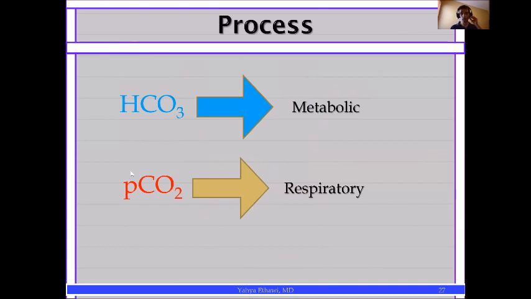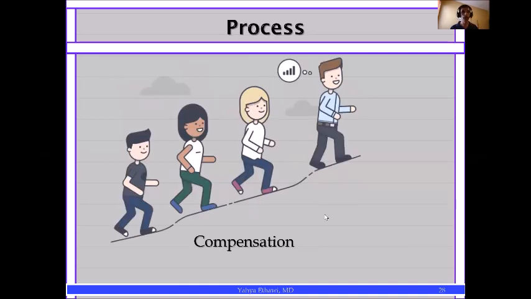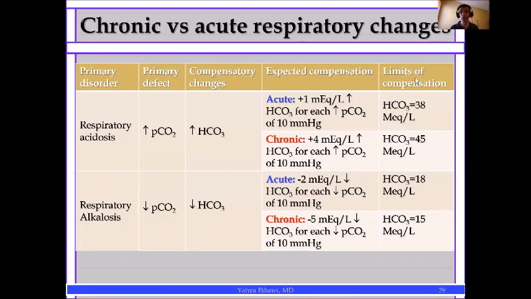So remember also, CO2 means respiratory. CO2 changes, respiratory. Bicarb changes, metabolic. If they are heading in the same direction, they are compensated. Now, what other things you need to do before you interpret? Is this chronic, or is it an acute respiratory change? So look at the primary problem, like respiratory acidosis, and because it's respiratory acidosis, it's a CO2 change.